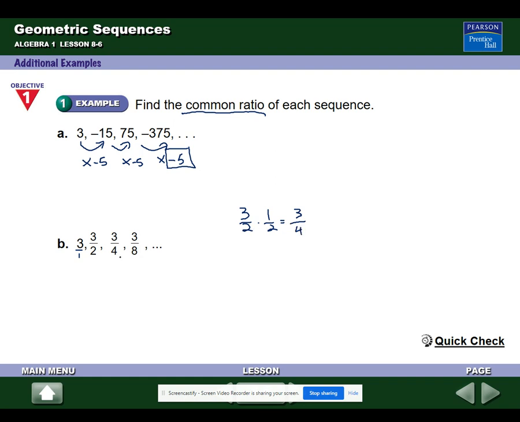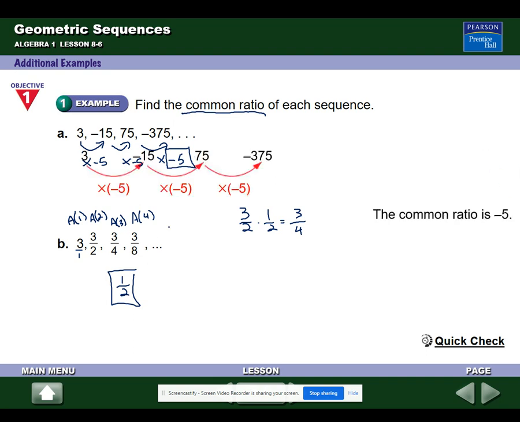That would be a of 3. This is a of 1. 3 over 2 is a of 2. 3/4 is a of 3. 3/8 would be a of 4, because if you took 3/4 and multiplied by a half, you'd get 3/8. So the common ratio is 1/2. That's what they're asking for. That would be the R in the formula.